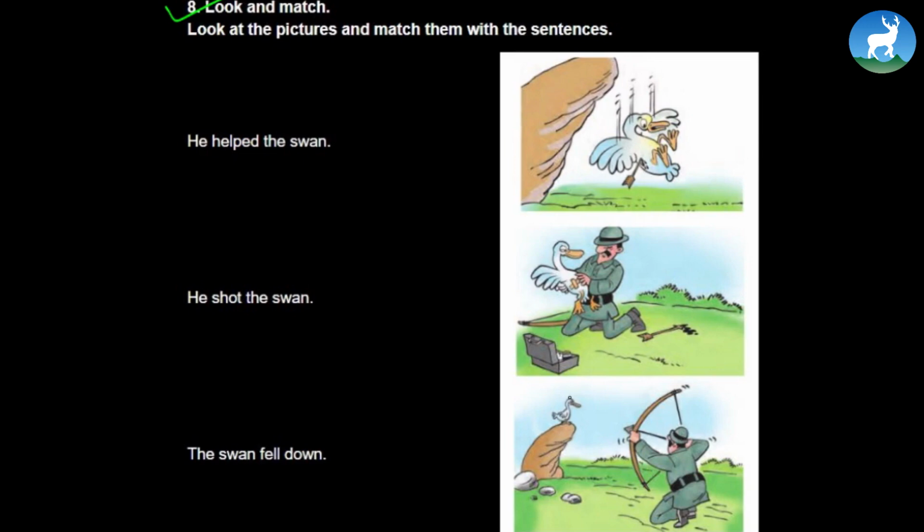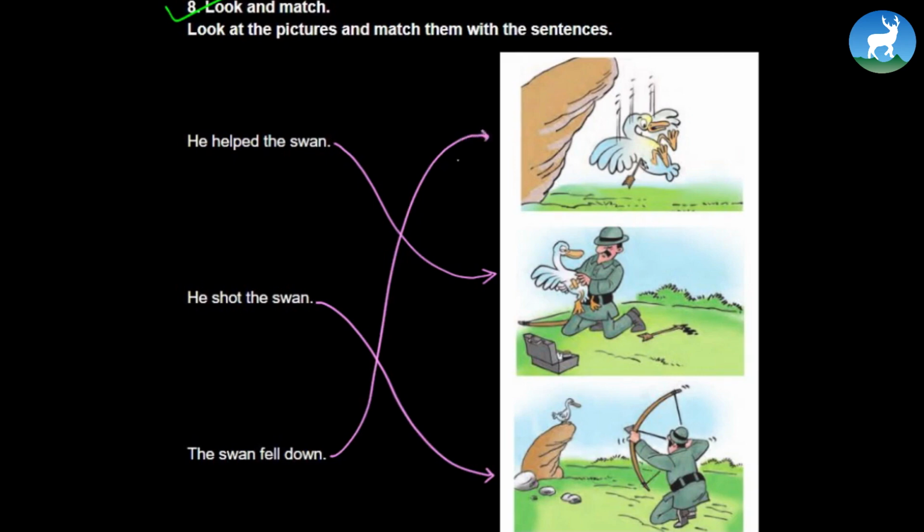Let's look at the first sentence. It says he helped the swan, and that is similar to the second picture. In the second picture, the man is actually helping the swan. So we have to match the first sentence with the second picture. Let's look at the second sentence: he shot the swan. That matches with the third picture. And the last one, the swan fell down, and the act of falling down matches with this one. So that's how we match the sentences with their pictures.